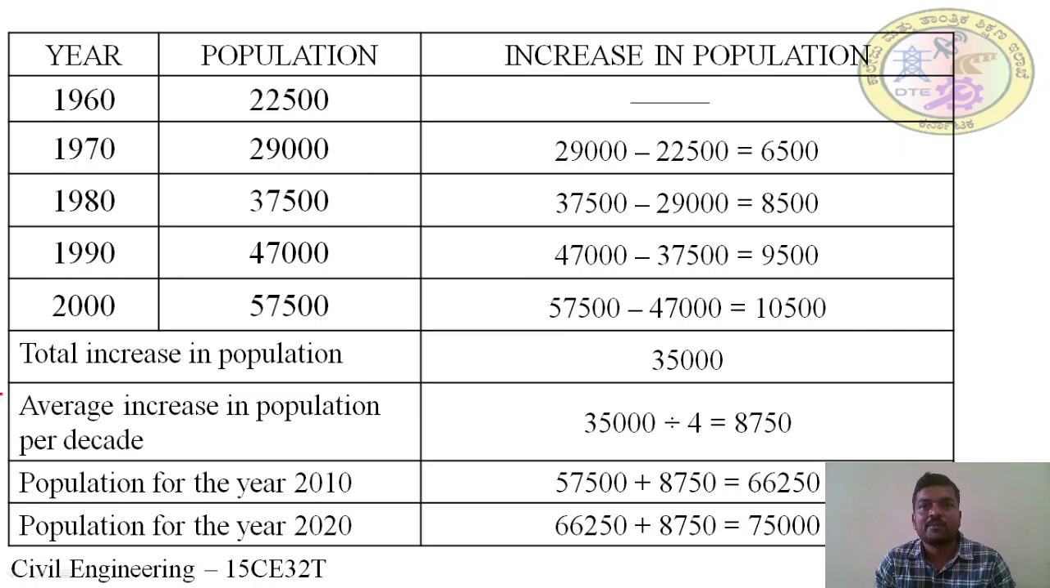The final outcome of the problem is consolidated in a single table here. So there is the increase in population, the average increase in population, the population in the year 2010, and the population for the year 2020.